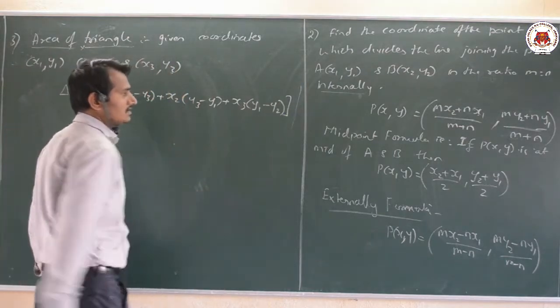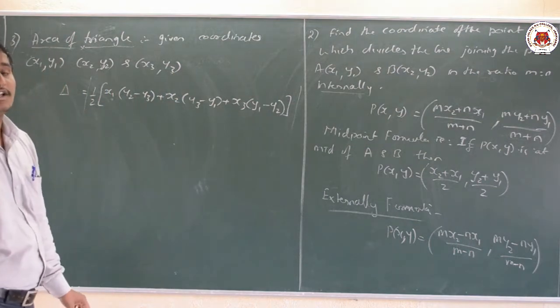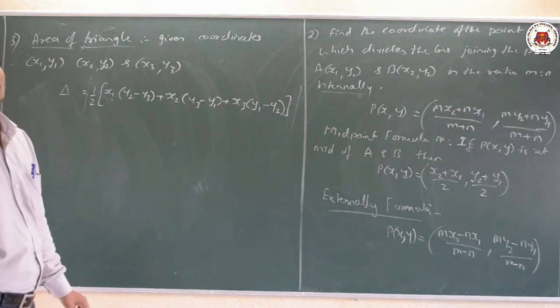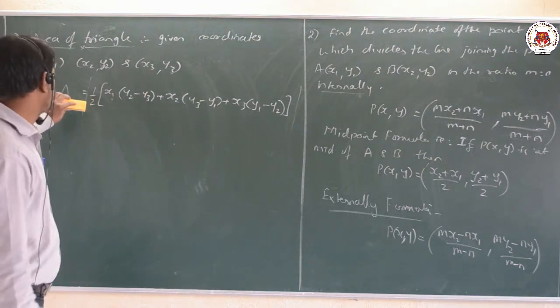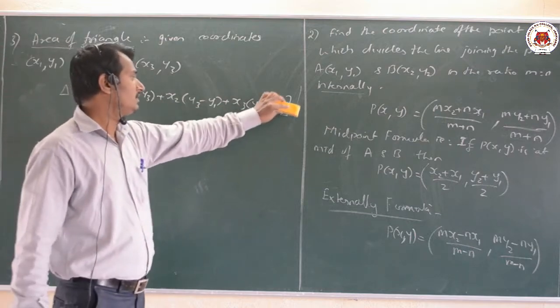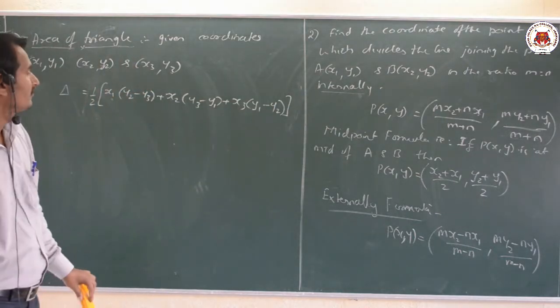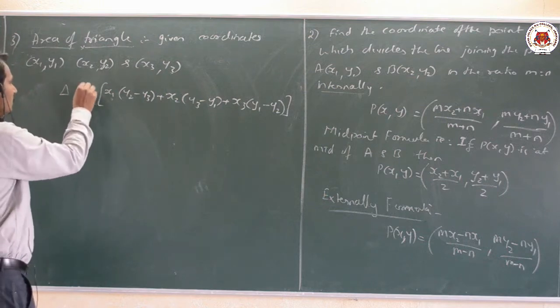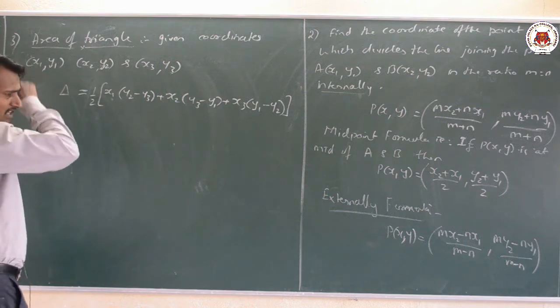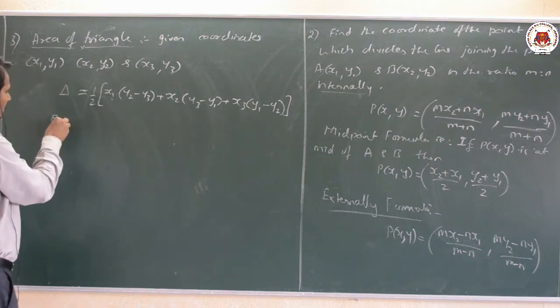We write it inside a straight line because that indicates the modulus. Modulus means what, dear students? Always the value is positive. Okay, dear students, this is all about the first thing. Now we shall look at an example.